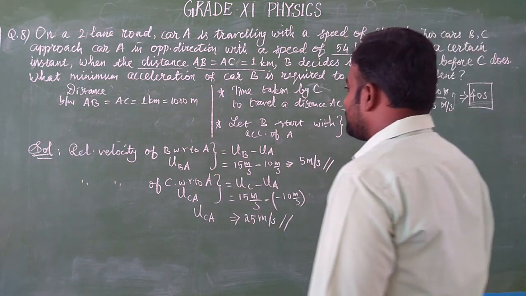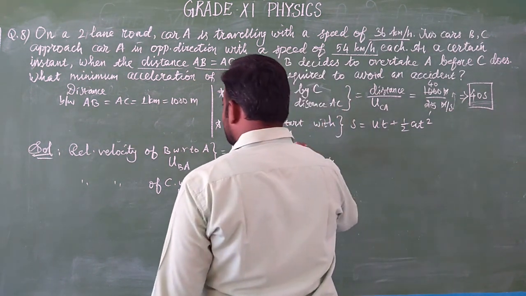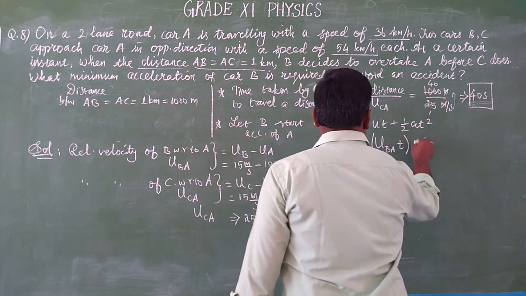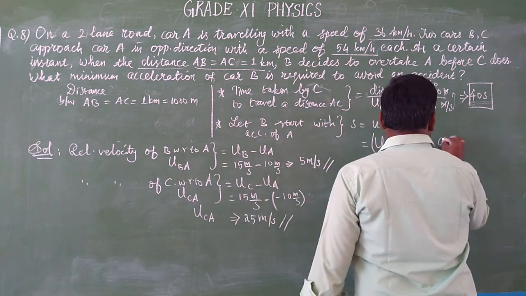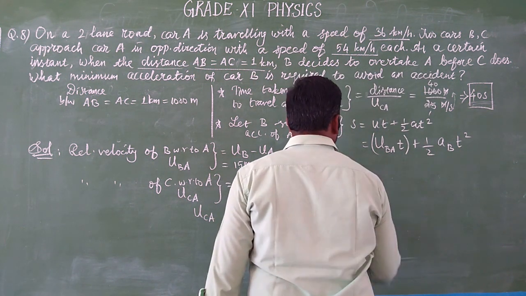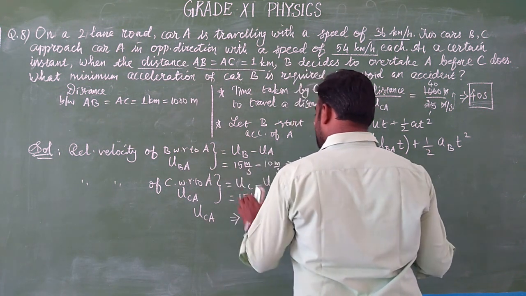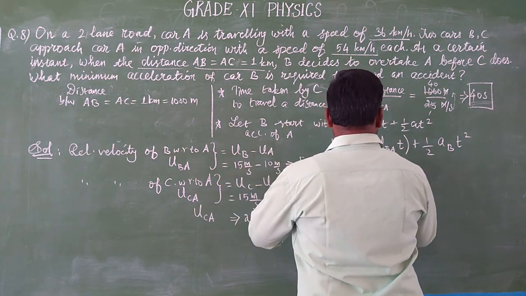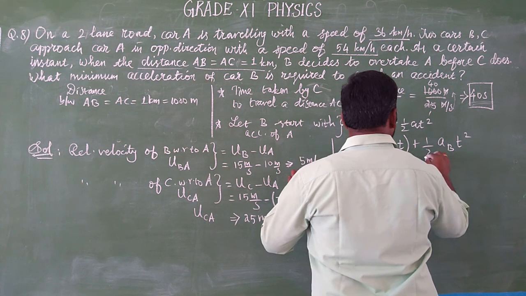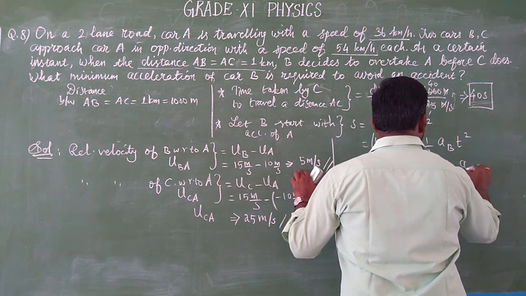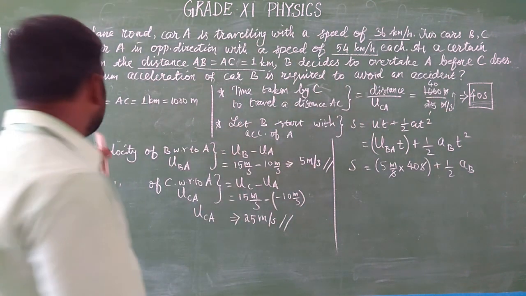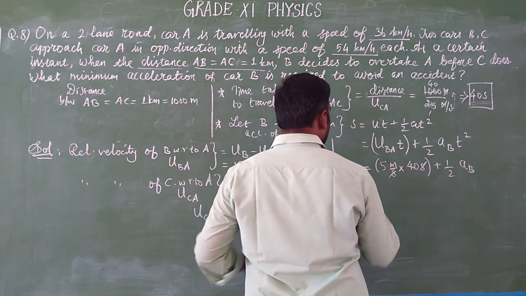Okay. So here we can modify this. S is equal to the relative velocity of B with respect to A into time plus half into the acceleration of car B, which we want to find, into time squared. So substitute all the values. What is the relative velocity of car B with respect to A? It is 5 meter per second into time, 40 seconds. So second and second cancel, plus half into the acceleration of the car, we don't know. We don't know the acceleration of car B, but we know the distance. What is the distance? Original distance is 1000 meter.